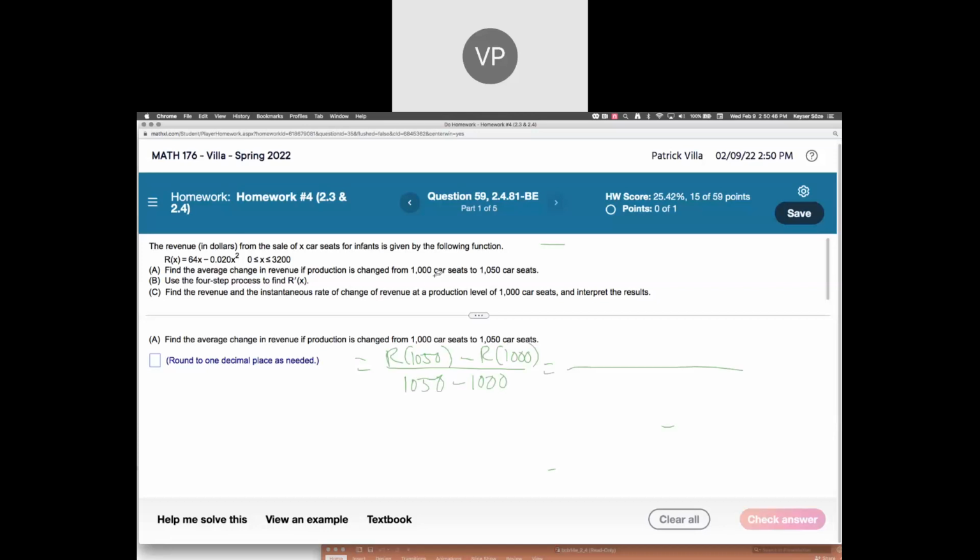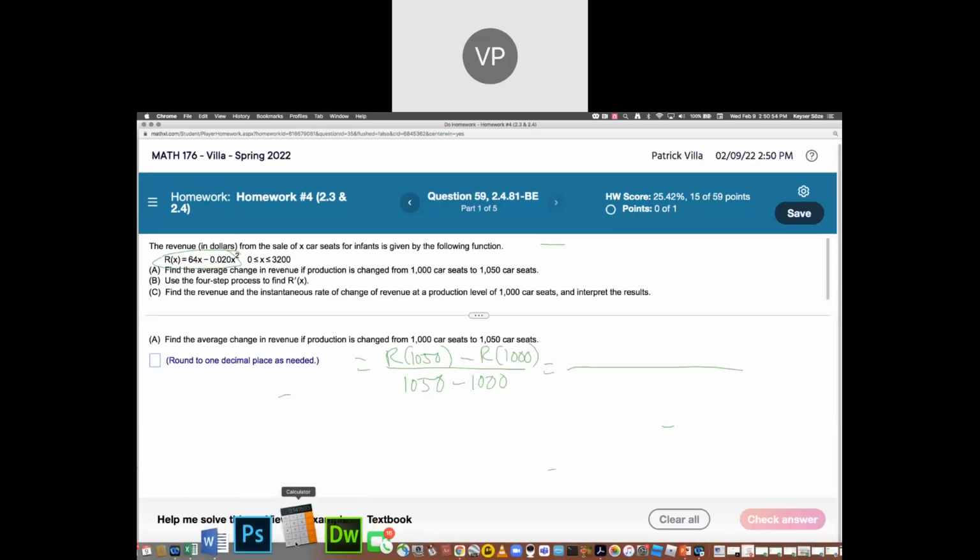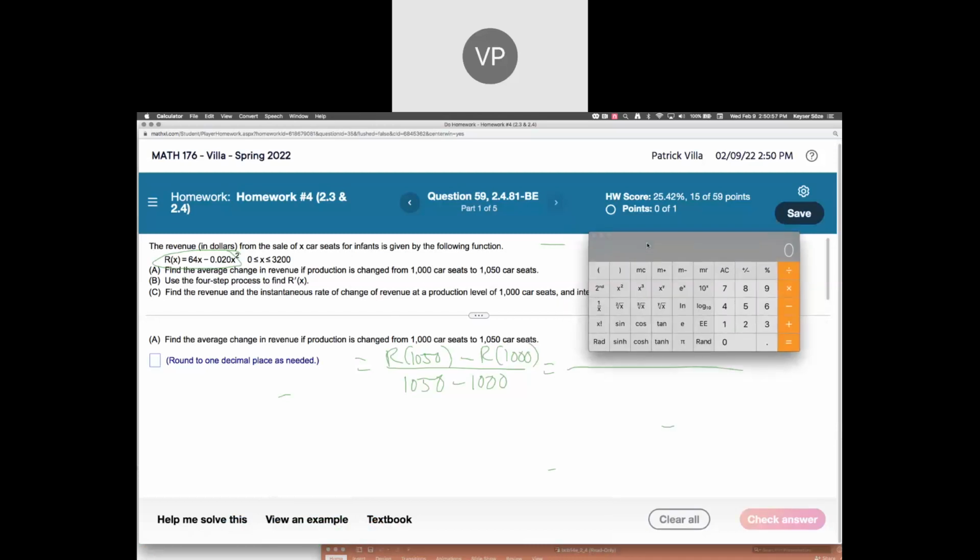Okay, so it's going to require us to plug in the 1,050 into here. So let me cheat and get my calculator out a little bit just so we can do this a little faster. Don't want to waste any more of your time. So we're going to do 64 times the 1050 minus 0.02 times the 1050 squared. So R of 1050 equals 64 times 1050 minus 0.02 times 1050 squared. Okay?